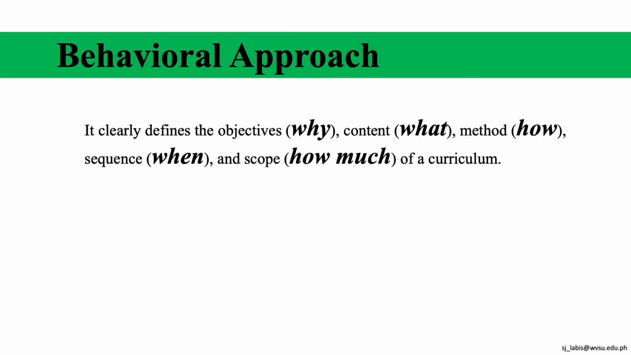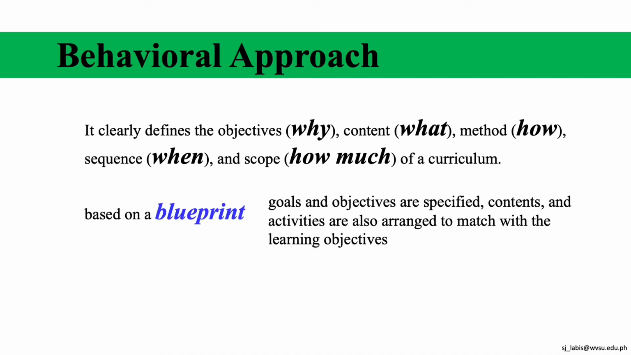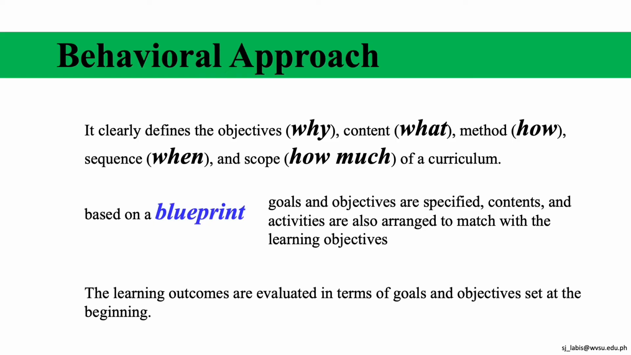It clearly defines the objectives, which is the why, content, the what, method, how, sequence, when, and scope, how much of a curriculum. It is based on a blueprint. Goals and objectives are specified, contents and activities are also arranged to match with the learning objectives. The learning outcomes are evaluated in terms of goals and objectives set at the beginning.